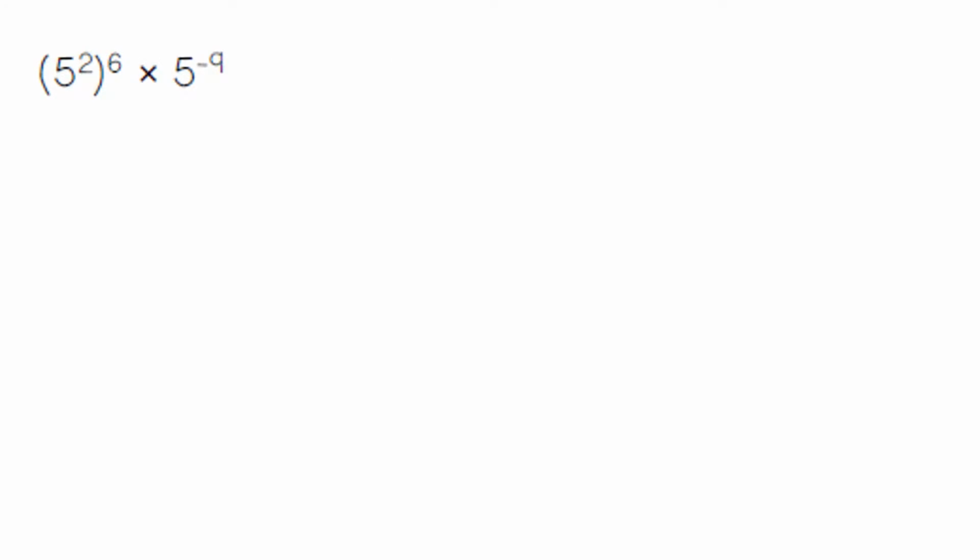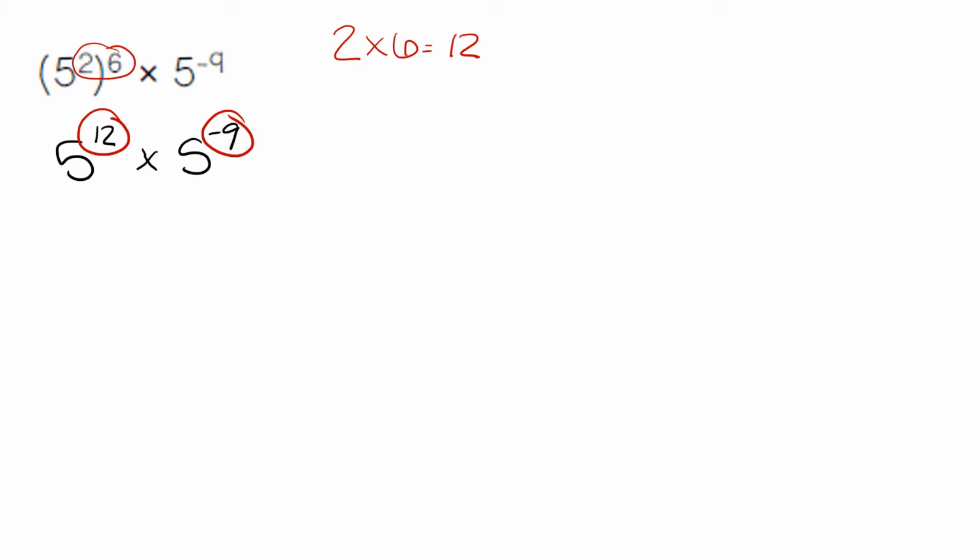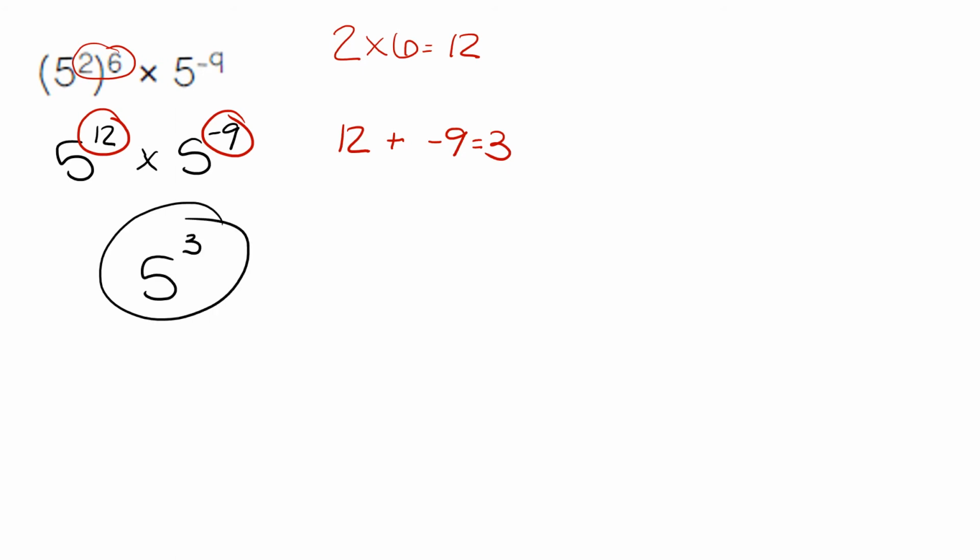For this problem, we can look and see we are raising to a power because we have double exponents, and we're also multiplying as per the multiplication symbol. Start with the raising to a power where we multiply the exponents 2 times 6 to get the exponent 12. Then rewrite the problem. 5 to the 12th power times 5 to the negative 9th power. We're multiplying, so in this case we're going to add our exponents. 12 plus negative 9 is going to give us a positive 3. Keep that base number 5 to the 3rd power.